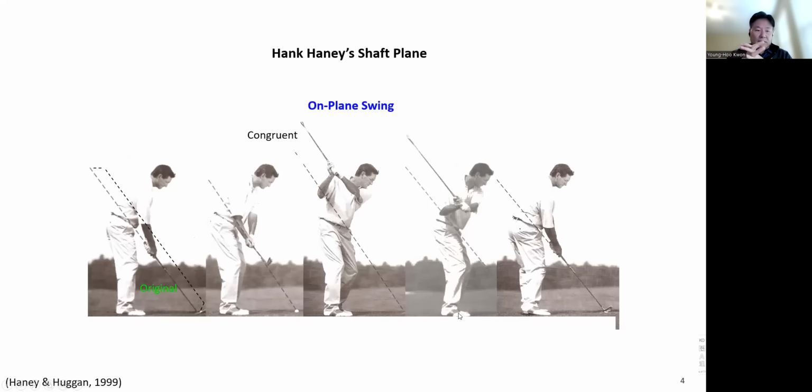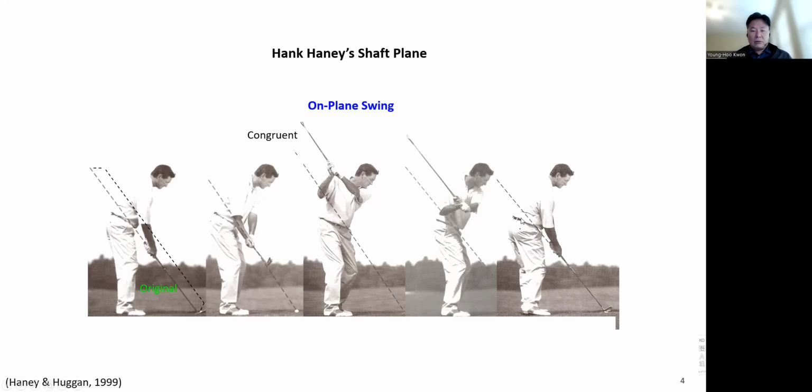Then let's take a look at the view of Hank Haney. In describing his swing model, the so-called Onplane swing, basically, he's showing that the club always stays parallel to the initial alignment. This is the initial shaft alignment, club alignment. Let's call this the shaft plane. Then throughout the swing, the club maintains this parallel alignment to the initial plane, which is not true, and which is really difficult to do from a mechanical perspective.